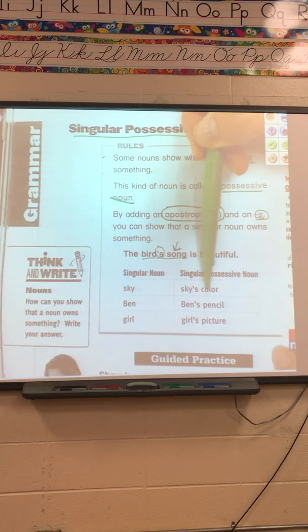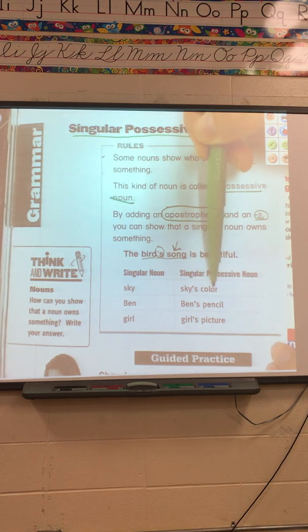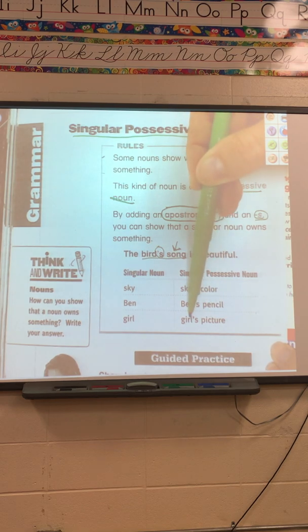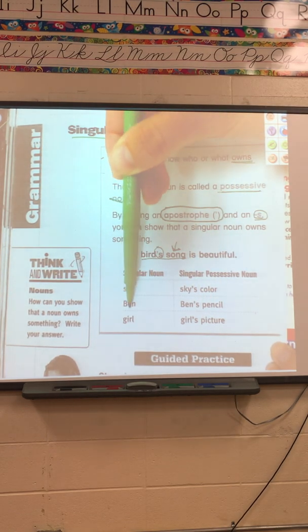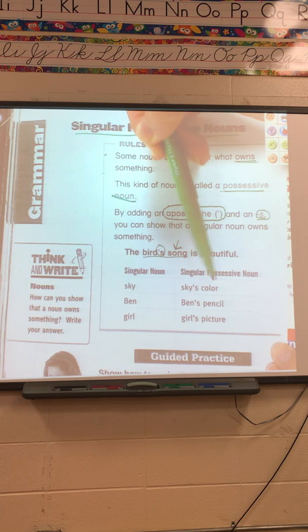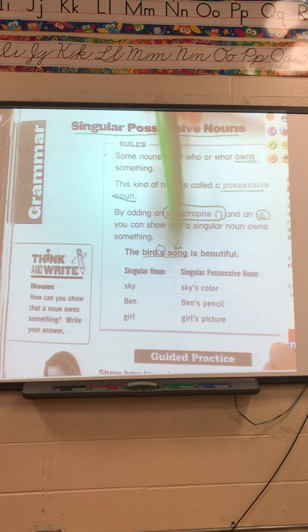So sky's color. The sky owns the color. It's his color. Ben's pencil. Ben owns the pencil. It's his pencil. Girl's picture. The girl owns the picture. Here's the singular noun, sky, Ben, girl, and here they are showing ownership.